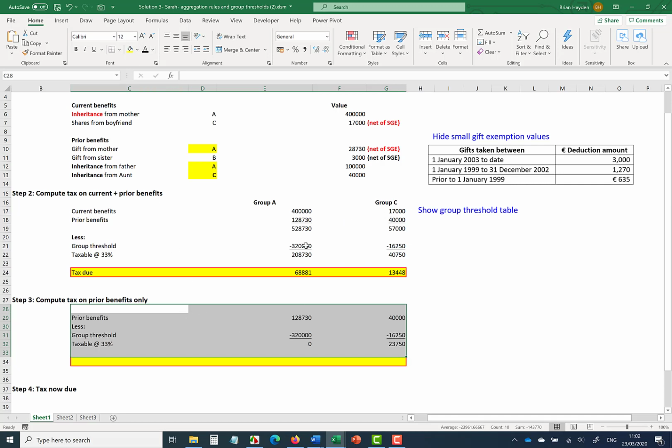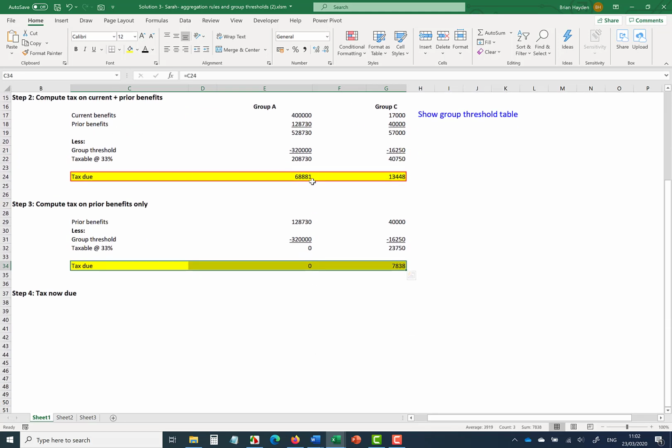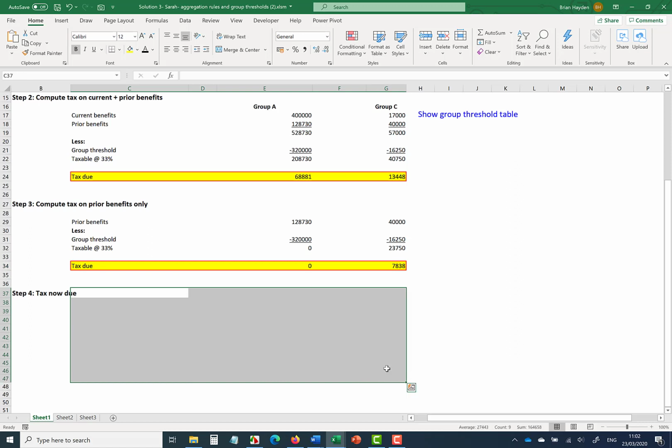And the group threshold is as before, 320 and 16,250. So you can see that there's nothing taxable under Group A, and there still is a tax liability under Group C. So the tax on the prior benefits only is as indicated there. And the final step is the difference between the tax on all benefits versus tax on prior benefits only. So that determines the tax liability. 68,881, okay, minus nothing, and 13,448 minus 7,838.